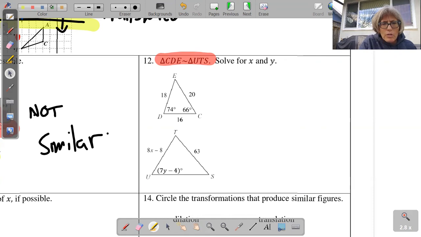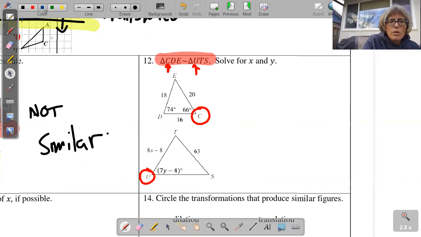So here, we're going to color code it. We know C goes with U because that's the order there. So C is in the same position as U. Then D goes with T. See, it's rotated. That's why we're color coding here. And E goes with S.